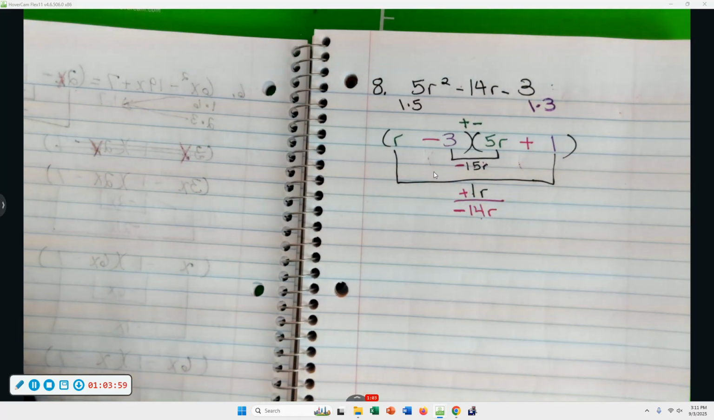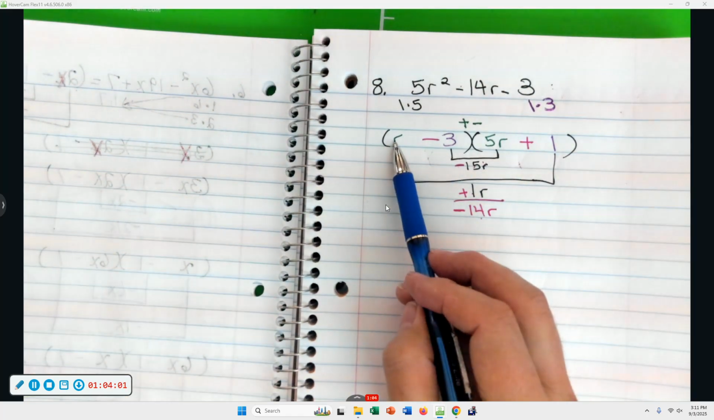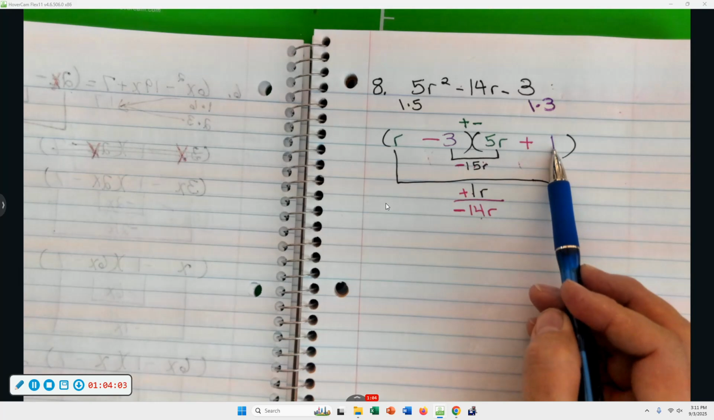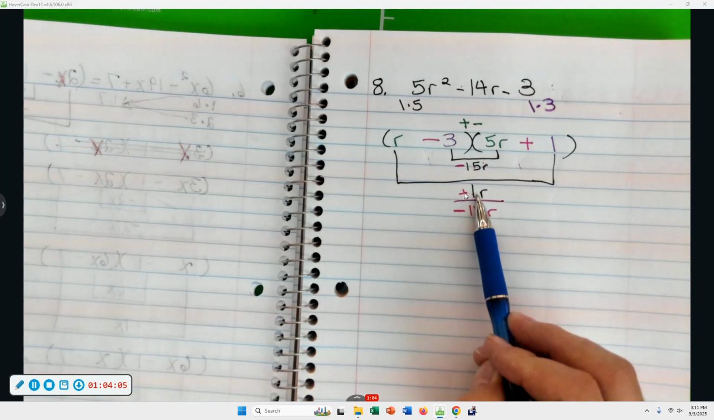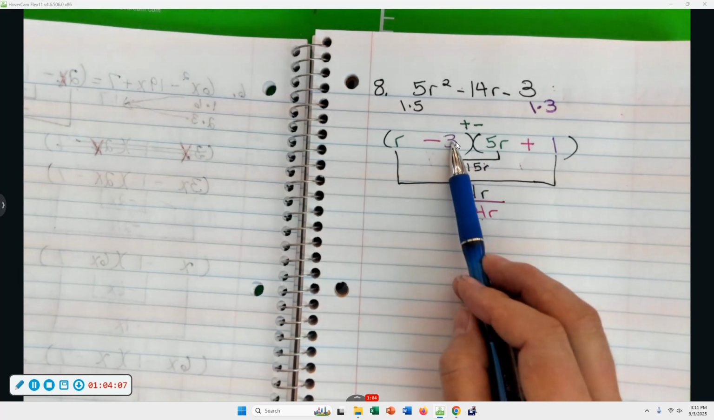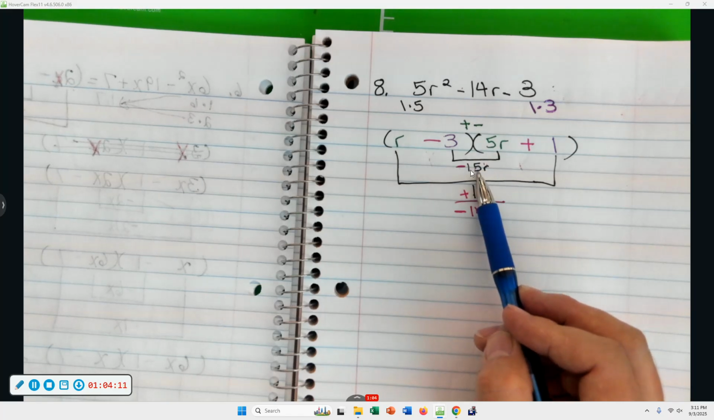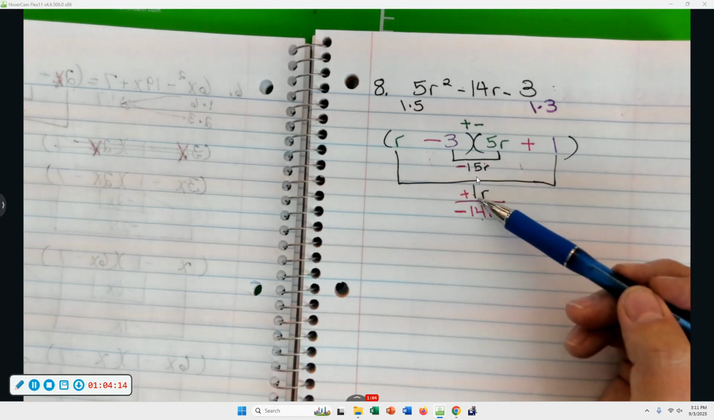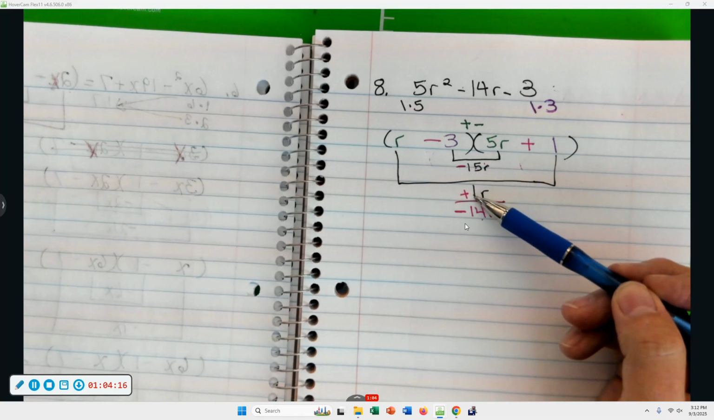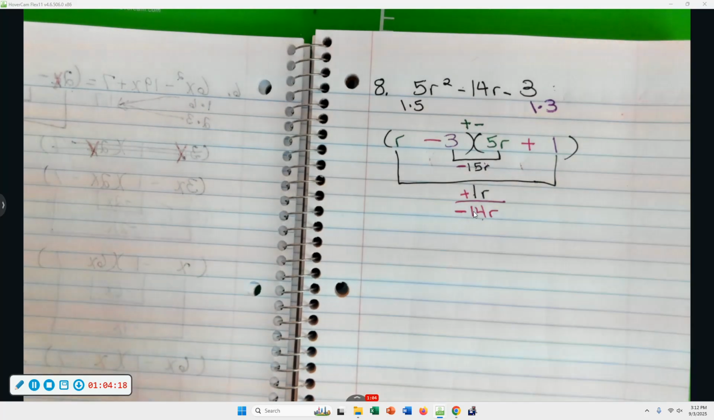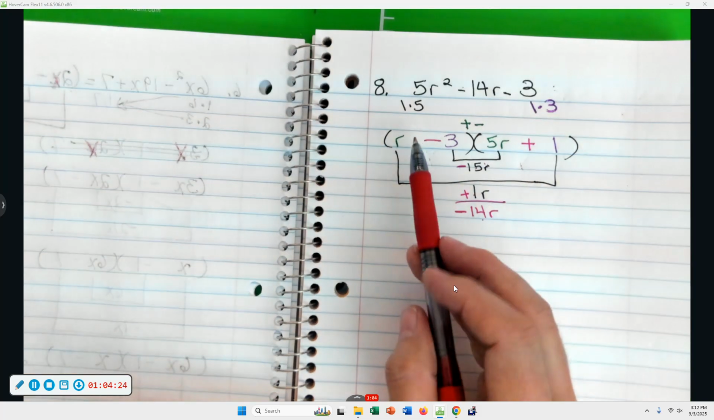Let's check that. The outer product, R times positive 1, is a positive 1R. Negative 3 times a positive 5R gives me a negative 15R. Negative 15 plus 1 gives me a negative 14R. Maybe write that one out. Foil it out horizontally. Okay, let's foil it out. Y'all help me foil this out.